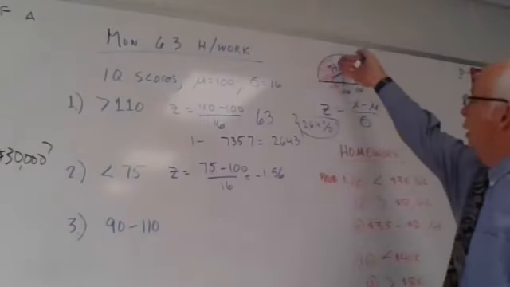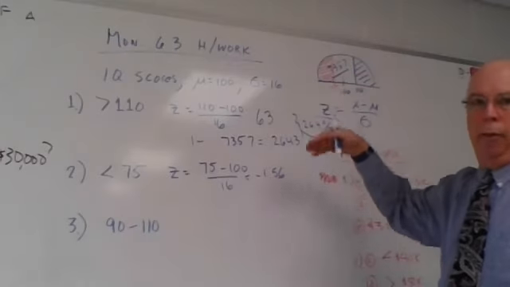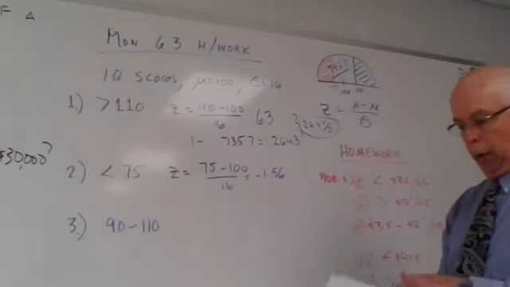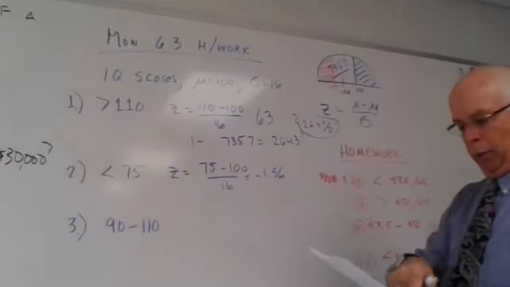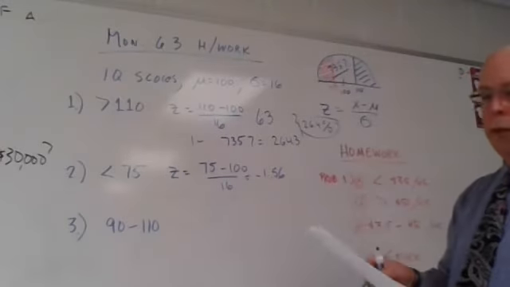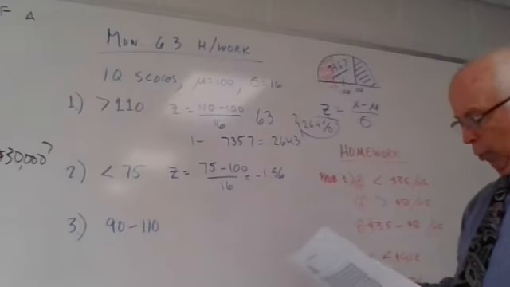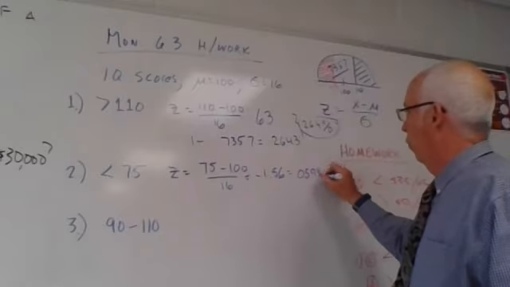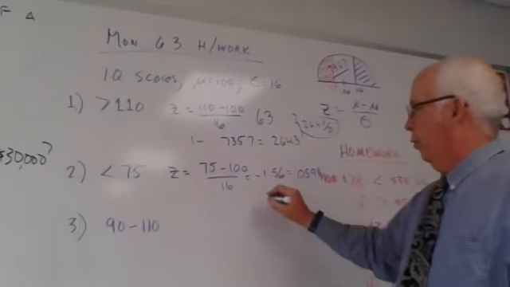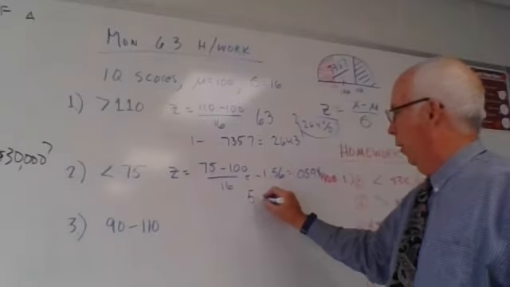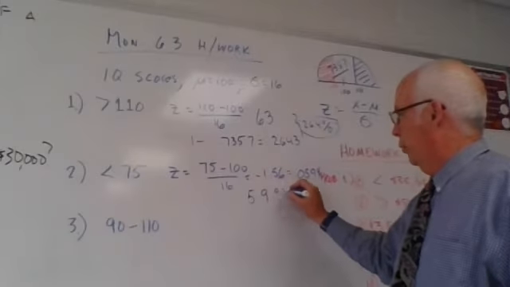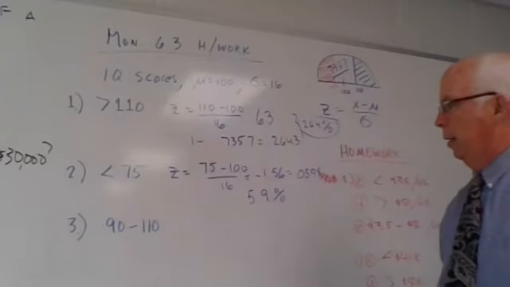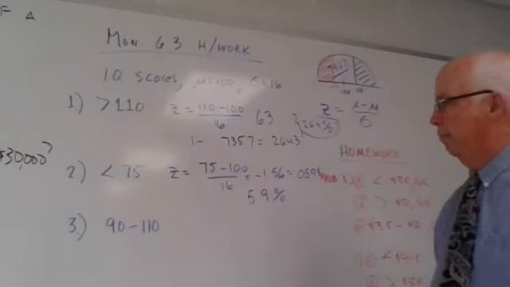So the nice thing about this is what it's asking you for is exactly how the table is set up. All right. So we're just going to go to the table. We're going to go to the negative side because we're left of the mean, or we're below the mean. We come down to negative 1.5, and then we go over to 0.06 on the top, and we come up with an answer of 0.0594. Now, if we convert that to a percentage by moving the decimal place, that's a 5.9% likelihood that the person scored below 75 on the SAT, or actually on the IQ test.